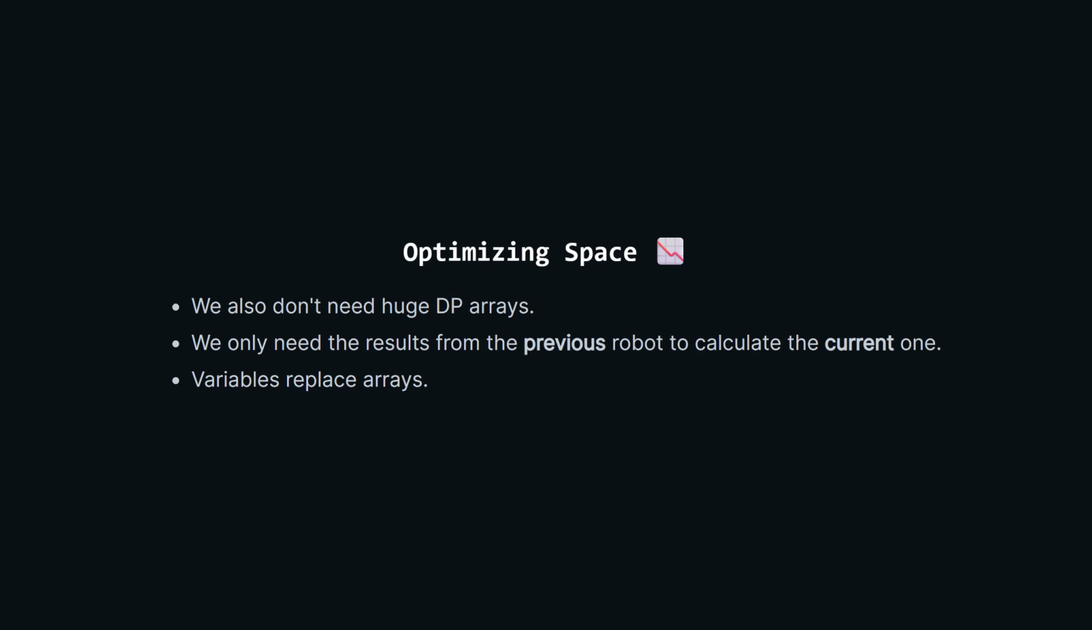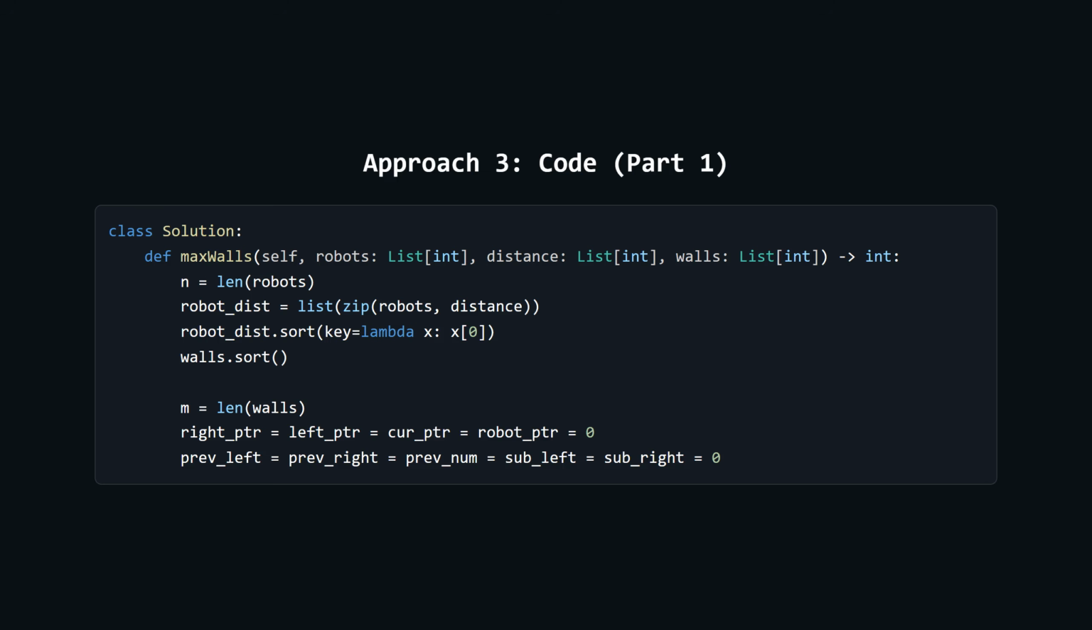Furthermore, we don't need massive arrays to store our dynamic programming states. Since the current robot only cares about the decisions made by the robot immediately before it, we can just use a few variables to pass that information along, saving memory. Here is the setup for the optimized approach.